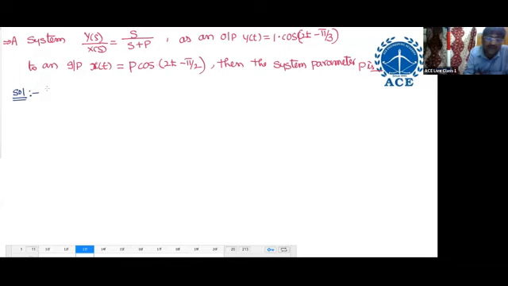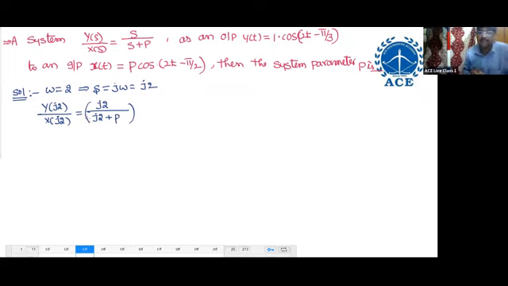So come on, omega equal to 2. S equal to j omega, so S equal to j2. Y of j2 by x of j2 equal to j2 by j2 plus p. Now write the magnitude. What is the magnitude you are getting? 2 by root of 4 plus p square.